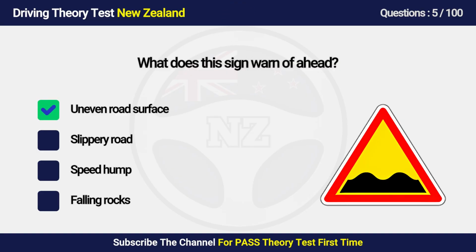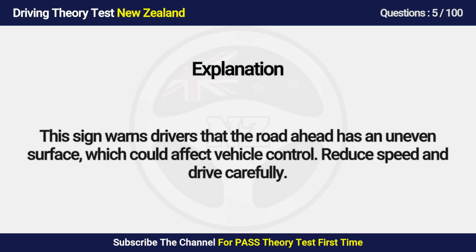Answer is A. Uneven road surface. This sign warns drivers that the road ahead has an uneven surface, which could affect vehicle control. Reduce speed and drive carefully.